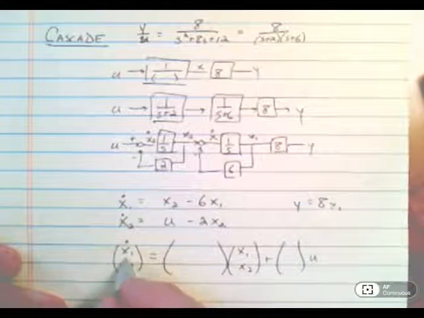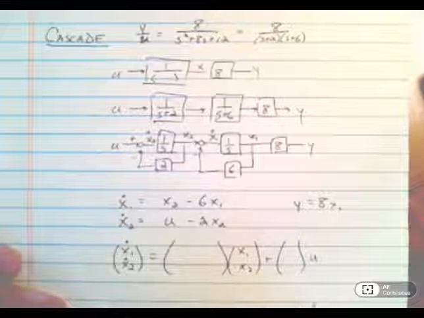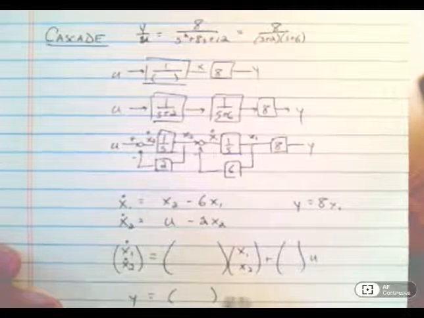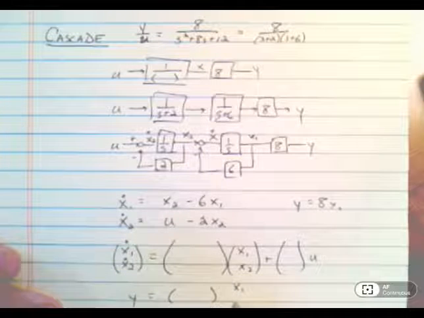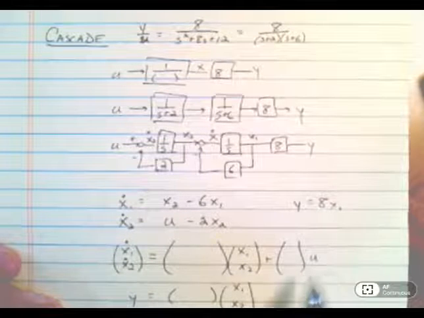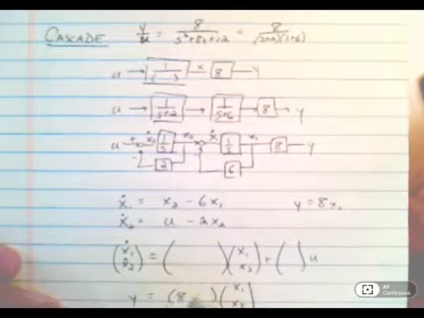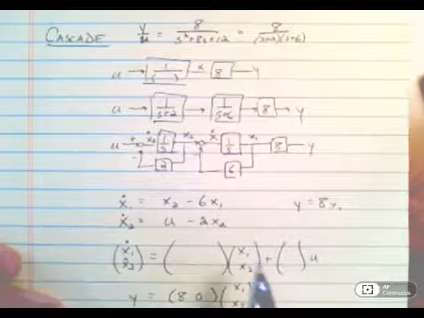So this is x1 dot, x2 dot, that's x1, x2. And similarly, I'll get a y equals some new version of a C vector, x1, x2. And we might as well start off with the y because that's easy. It's just 8x1, so I'll have an 8 here and a 0 there.